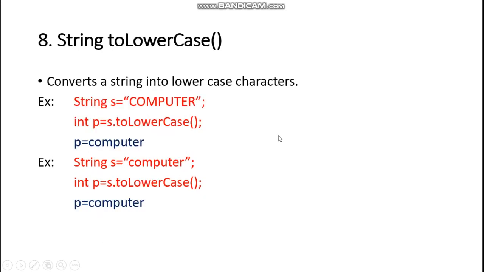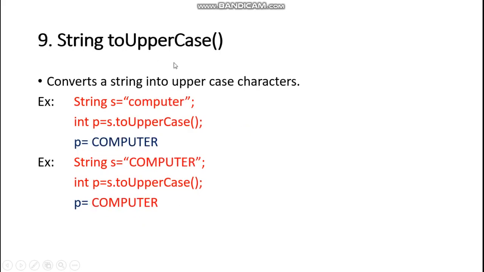And here I can convert a string to lowercase characters. If I'm giving capital letters, I can convert them into small letters. For example, if I am giving lowercase only and I call toLowerCase, it is already in lowercase, so I can display the same. Similarly, you can do uppercase. If you want to convert a string into uppercase, you can use toUpperCase.